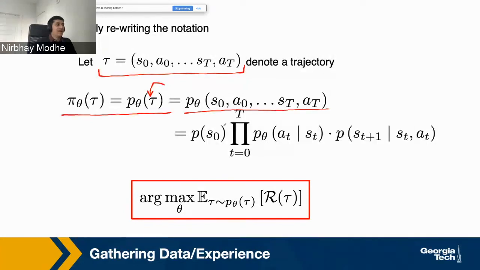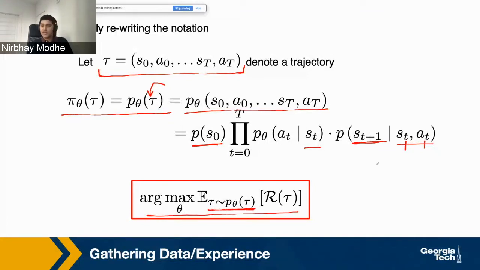So I can write it just as the probability of the first state times the probability of the next action and the next states given the previous action and previous states. And since it's a Markov decision process, we assume the Markov property: next states only depend on the immediate previous states and the immediate previous actions. So now I'm changing my notation slightly to rewrite my maximization problem as maximizing over an expectation over trajectories sampled from my policy itself.